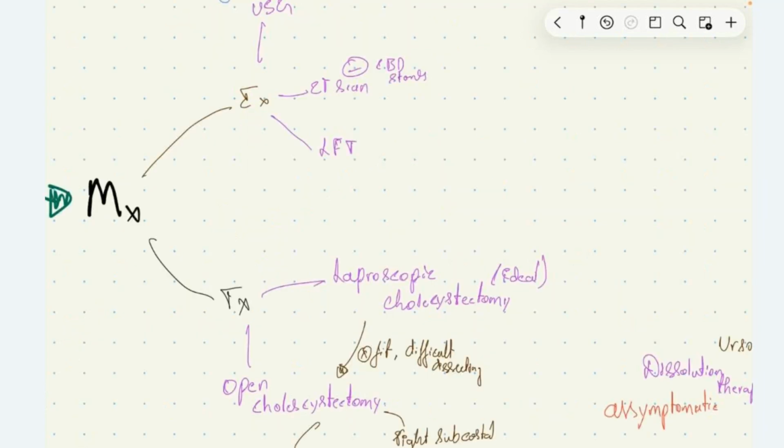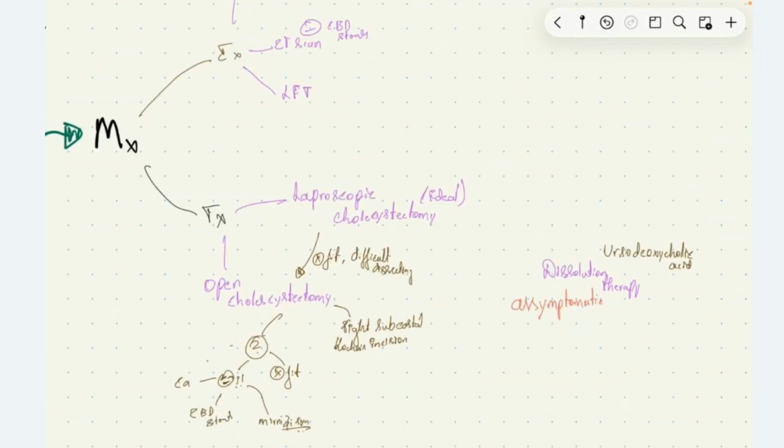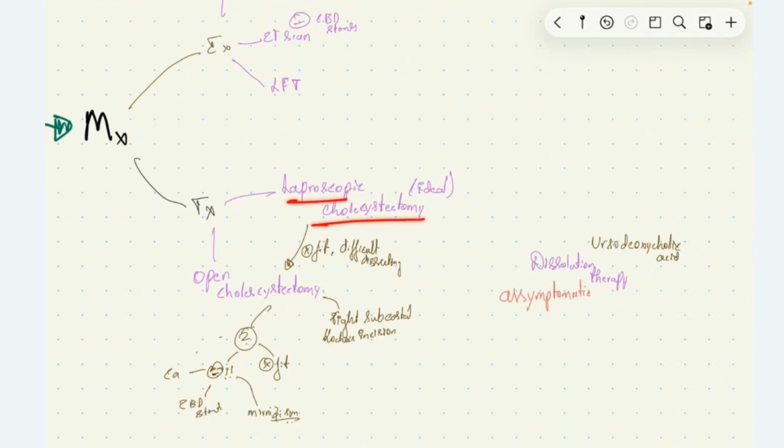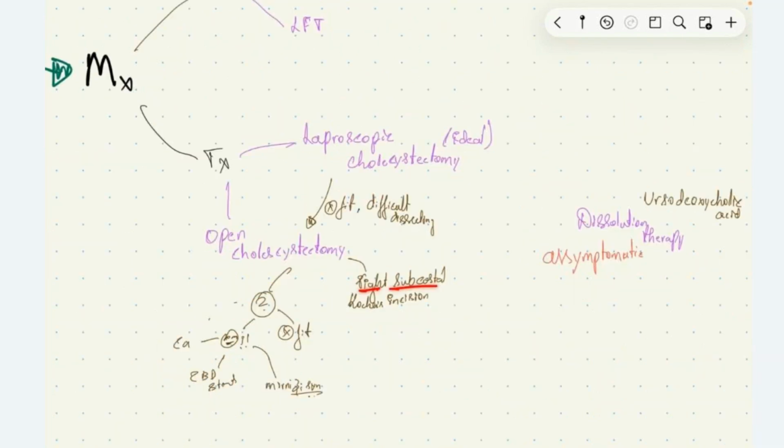Then we have the treatment of this condition, gallstones, cholelithiasis. We have laparoscopic cholecystectomy. This is the ideal surgery that we can do in these patients. If the patient is not fit for surgery or we have difficulty in dissecting during laparoscopic cholecystectomy, we go on to perform open cholecystectomy through a right subcostal incision.